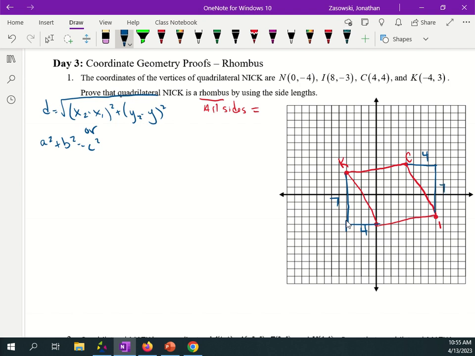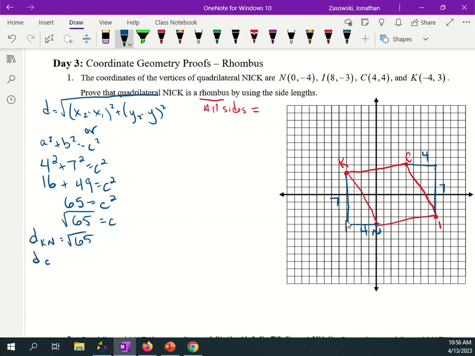And this one is over 4 and up 7. So since we have same lengths here, we only have to do Pythagorean theorem once for both of those side lengths. 4 squared plus 7 squared. Together that gives us 65. And so the length of that side is equal to the square root of 65. Very good. So underneath, I'm going to put my lowercase d for distance, and then we're going to put down our KN for the first length, and put the square root of 65 for the distance, and then the little d and a subscript of CI or IC is up to you.